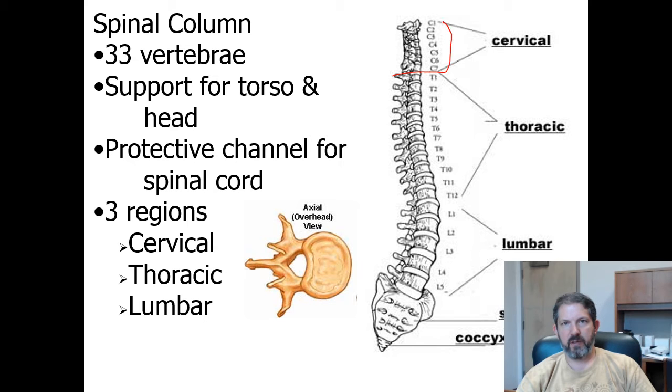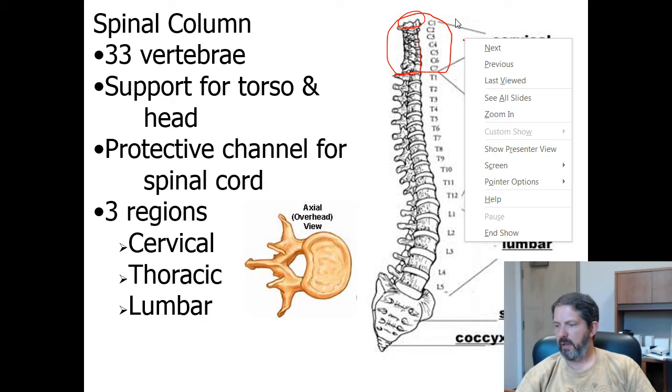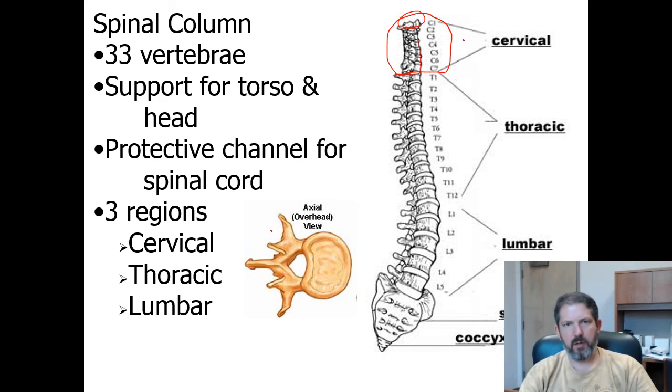So we have 7 cervical vertebrae, one that the skull is attached to, the atlas or C1. Interestingly, 7 cervical vertebrae is a mammal trait. All mammals have 7 cervical vertebrae.